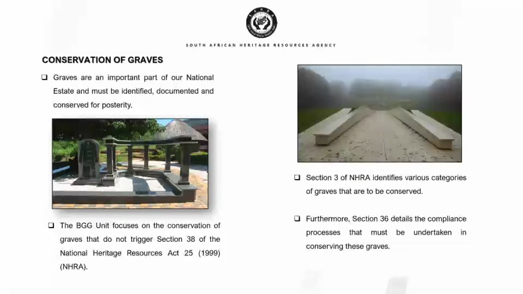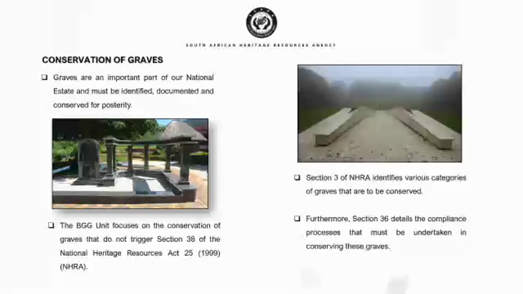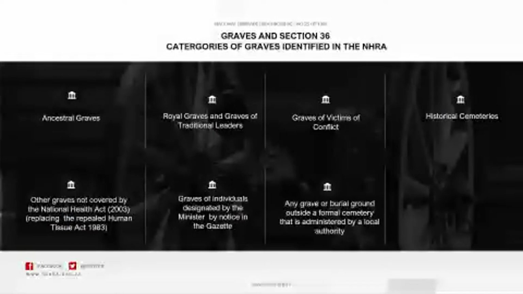Role becomes very, very important. And so Section 36, as you go on. Section 3 says these are the graves you can consider protected, but then Section 36 outlines the compliance requirements needed to effect the protection of those graves. These are the graves in terms of the Act. Ancestral graves are protected by the Act. You cannot exhume and move them without a requisite permit from SARA or from a provincial heritage resources authority.